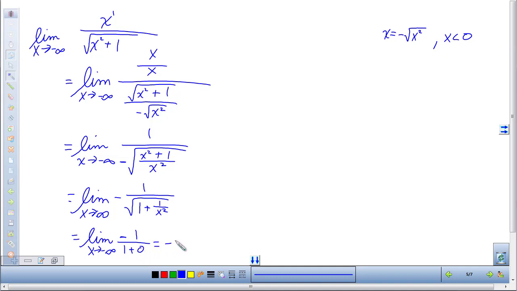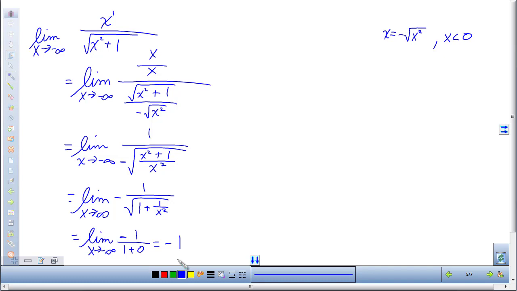And so overall, this limit comes out to be negative 1. But the trick here is making sure that if we're talking about taking an even root as x approaches negative infinity, then we have to have the negative answer.